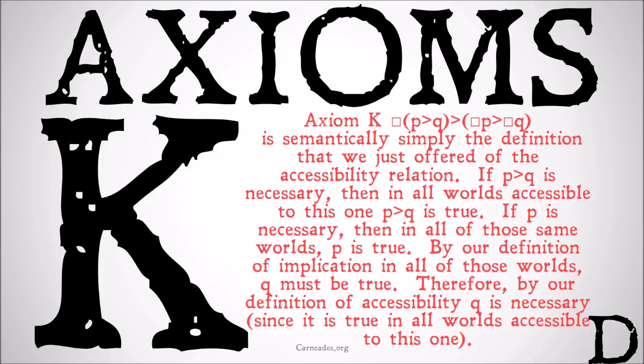All right? So axiom K, named, interestingly enough, for Saul Kripke himself, which states it's necessary that P implies Q implies that it's necessary that P implies it's necessary that Q, is semantically simply the definition that we just offered of the accessibility relation. If P implies Q is necessary, then in all worlds accessible to this one, P implies Q is true. If P is necessary, then in all of those same worlds, P is true. And by our definition of implication, in all of those worlds, Q must be true. Therefore, by our original definition of accessibility, Q is necessary. So based on our definitions of implication and accessibility, we can prove axiom K. So this is just going to be a different representation of the basic definition of accessibility that we stated before.